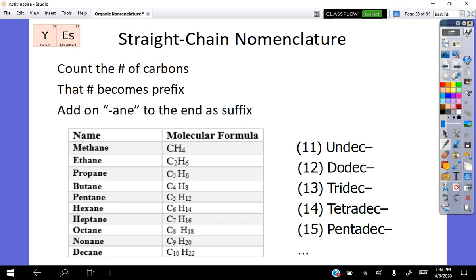For straight chain alkane molecules, you need to refer to the number of carbons in the molecule. There's a prefix associated with each carbon and how many there are. So if there's 1 carbon, we use the prefix meth. If it's 2 carbons, eth, 3 carbons, prop, and 4 carbons, but. And then because it is an alkane, we end with an ane ending.